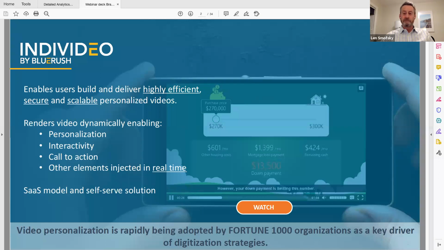Okay. There's so many ways of enhancing the customer experience. Why did BlueRush decide to create IndiVideo as a way to facilitate this process?